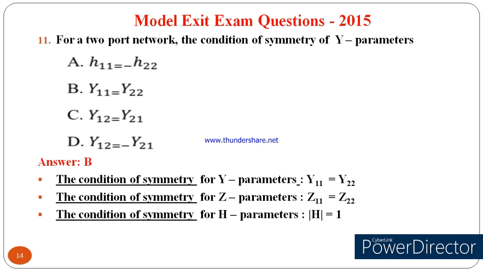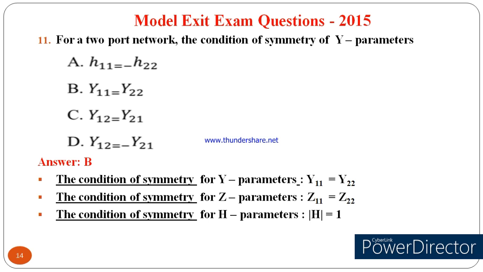For a two-port network, the condition of symmetry of Y parameters or admittance parameters is: A, H11 is equal to minus H22, B, Y11 is equal to Y22, C, Y12 is equal to Y21, D, Y12 is equal to minus Y21. The condition of symmetry of Y parameters is Y11 is equal to Y22. So the answer is B.